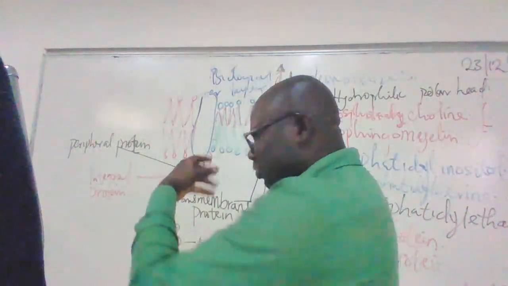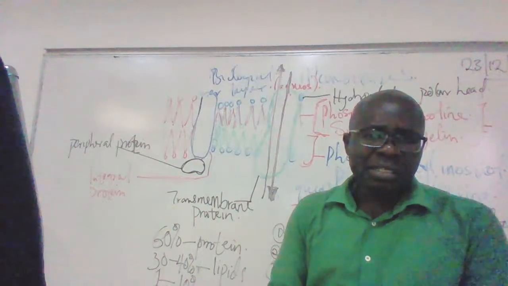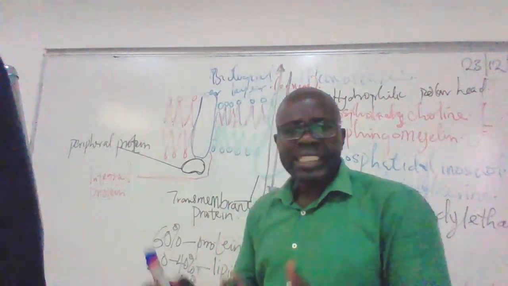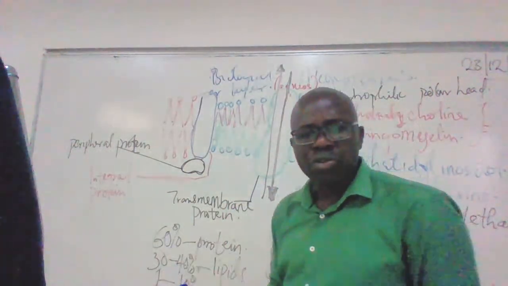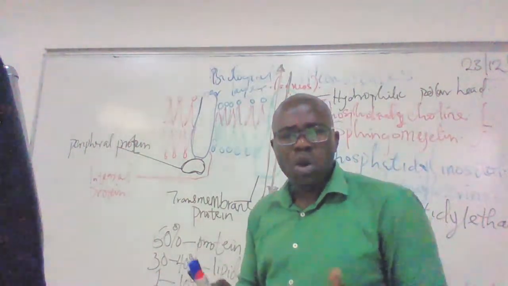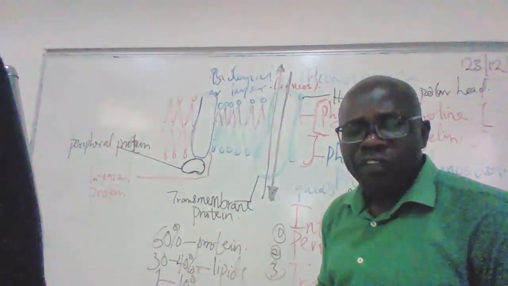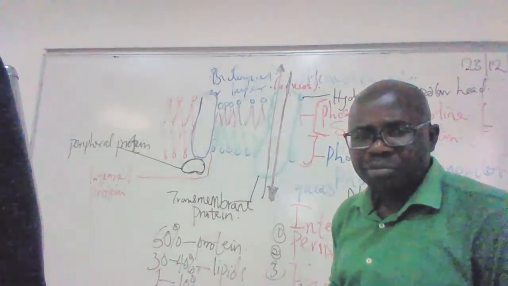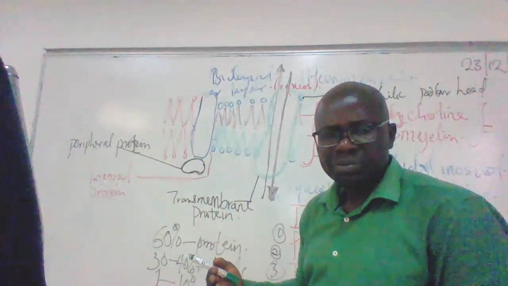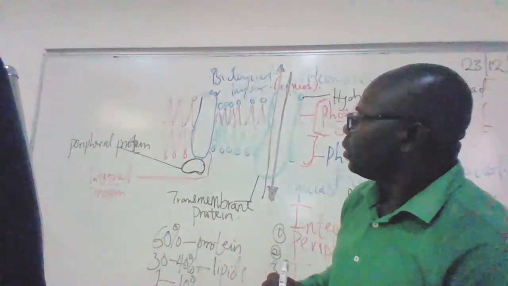In respect of the carbohydrate content of a typical biological membrane, we have what we call the glycophorin, for instance, on the red cell membrane. The glycophorin is a complex of carbohydrate moiety with a protein. In other words, glycophorin is a form of glycoprotein playing a receptive function. They are more of a receptor. Receptive function at the membrane level.